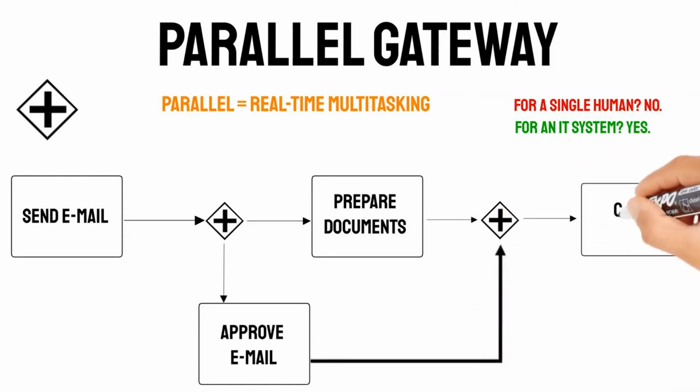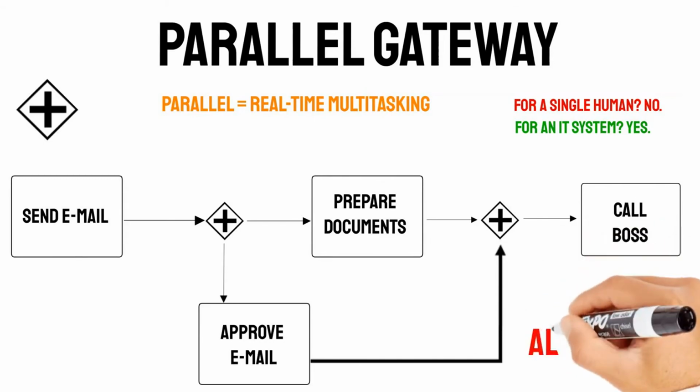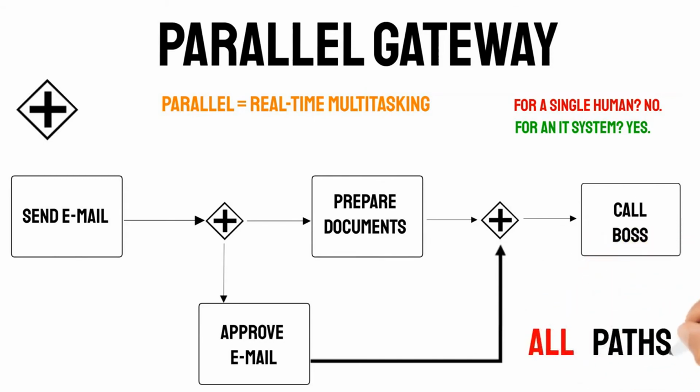boss. If you have prepared the documents before the approval has been given, you would wait before you would call your boss. Also the other way around, when the approval got submitted and you have not prepared the documents yet, you wouldn't call your boss either. The parallel BPMN gateway implies that you can only proceed further if all paths within the parallel gateways have been completed. Let me know in the comments if this makes sense to you.